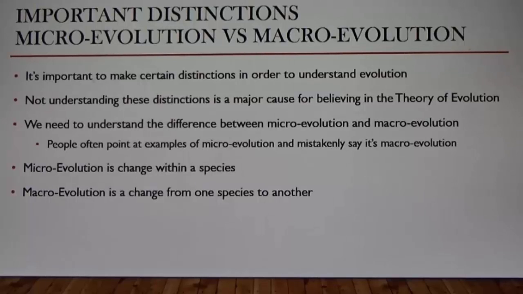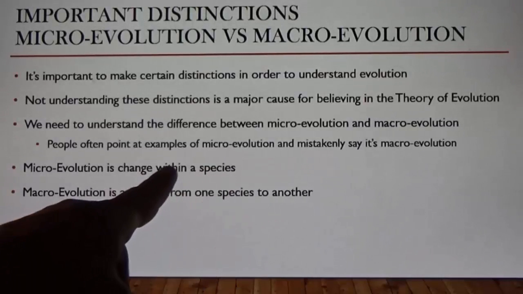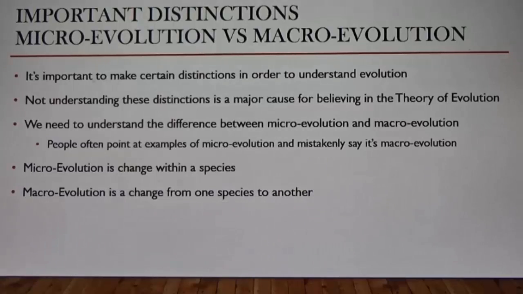Macroevolution is a change from one... Man, I messed both these up. I apologize. So microevolution is a change within a kind. Macro, so when we see the word macro, we're thinking of something on a much larger scale. Macroevolution is a change from one kind to another. So this should be the word kind, and that should be the word kind. So this is within a kind, this is from one kind to another. So the feline kind to a dog kind, for example, would be macroevolution.